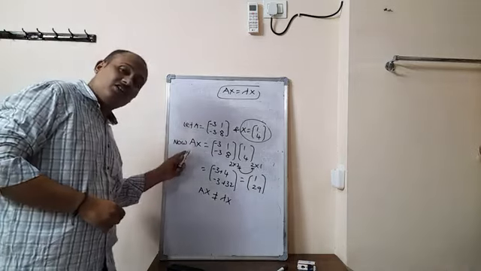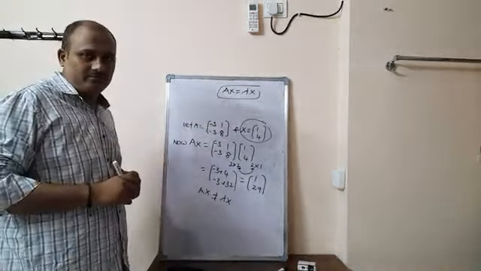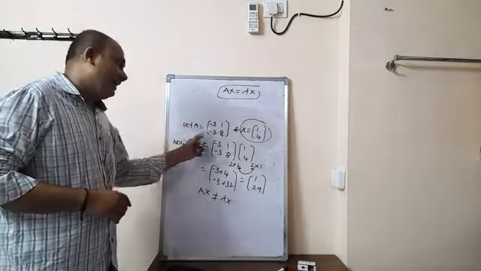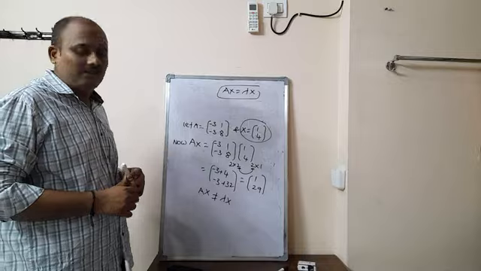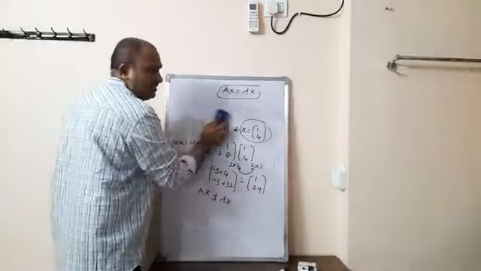This is a verification for finding whether the given vector is an eigenvector or not. This is the process for checking whether a given vector is an eigenvector. Suppose we go for the next problem. Is it clear?